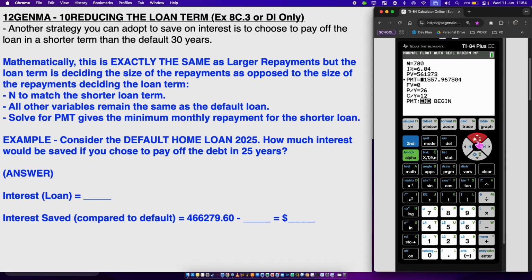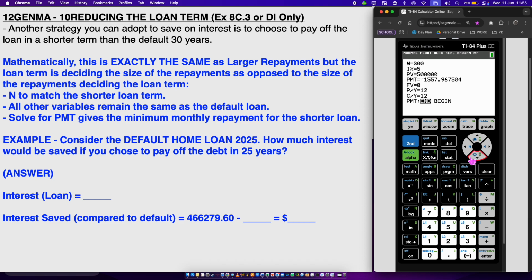So consider the default home loan 2025. How much interest would I save if I chose to pay it in 25 years? So I'm going to set up the default loan, 5%, 500 grand, paying it off monthly. Originally it was 30 years, so 360. But now I'm telling the bank I want to speed run that, so it's going to be 25 years times 12. So I want to pay it off in 300 payments, not 360.